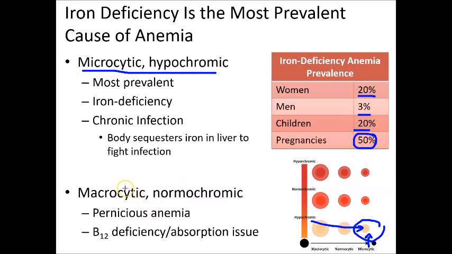Not all of them are like that though. There's a type of anemia that's called macrocytic normochromic. So that would be large cells, but a normal amount of hemoglobin. So that would be this one right here. One of the more common ones is called pernicious anemia. Pernicious means it's going to cause death. So that's something to consider. And it's due to a vitamin B12 deficiency, often an absorption issue where you don't make intrinsic factor.